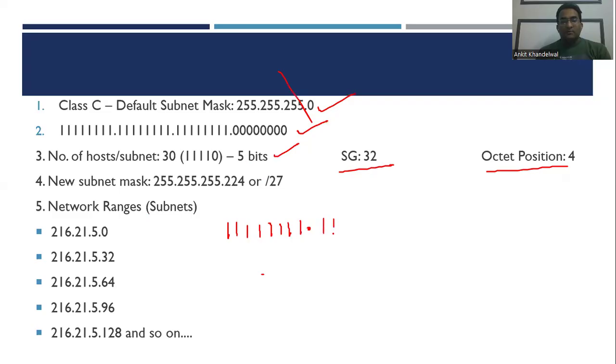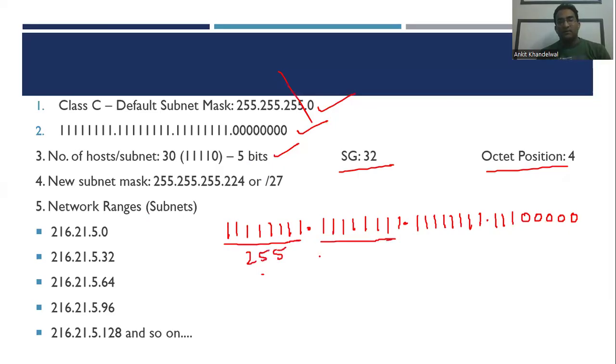Then in the second octet also we have 8 ones, 1 to 8. In the third also we have 1, 2, 3, 4, 5, 6, 7, and 8. And in the last octet we have 3 ones, and the remaining bits are 0, 0, 0, 0, 1, 2, 3, 4, 5. So this number is 255, 255, 255, 255.